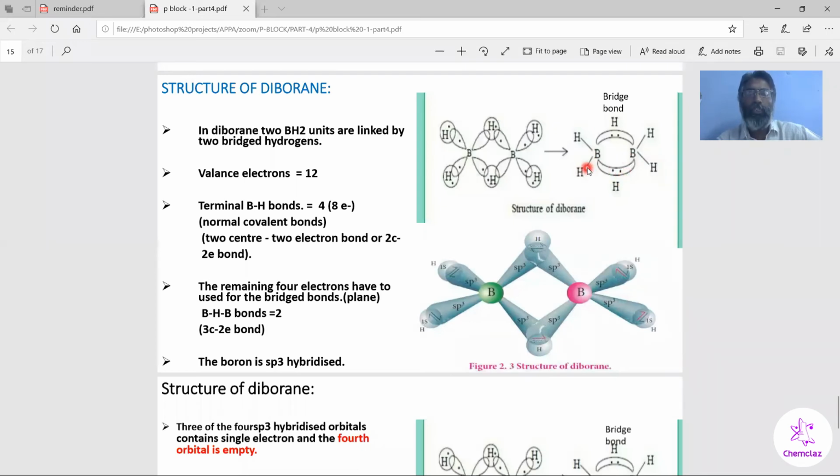So how many 2 center 2 electron bonds? 1, 2, 3, 4. So 4 2 center 2 electron bonds, or you can say 4 BH bonds. These are normal covalent bonds. So how many electrons are involved? 8 electrons. The remaining 4 electrons are involved in the bridge hydrogen bond, or you can say the 3 center 2 electron bond. Okay, so what type of hybridization takes place in boron? sp3 hybridization takes place in boron.